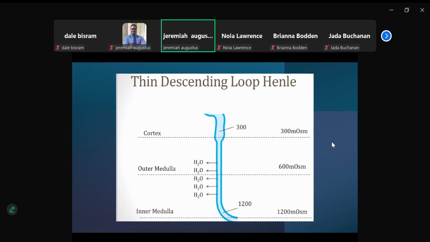And it gets even worse. Look at what the milliosmolar rises to at the inner medulla. So the urine is still at 300 versus that at 1200 milliosmol. Right? So you see how it's really going to pull the water out when it reaches down to that part.